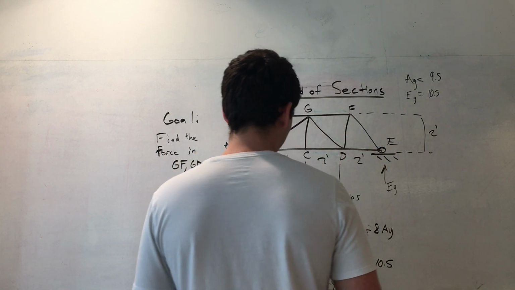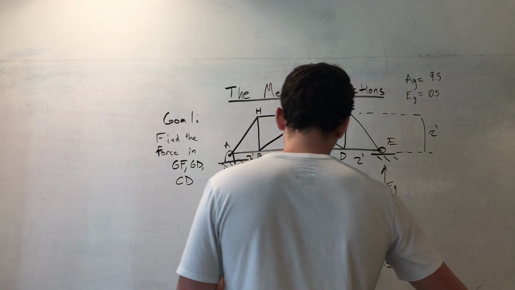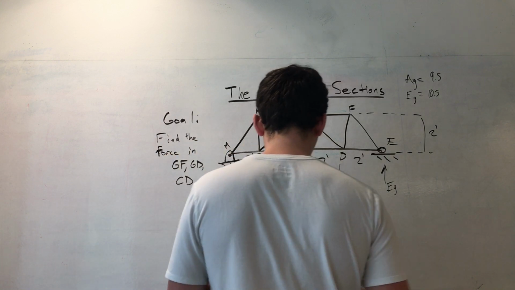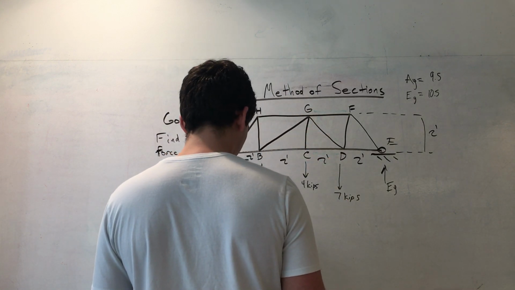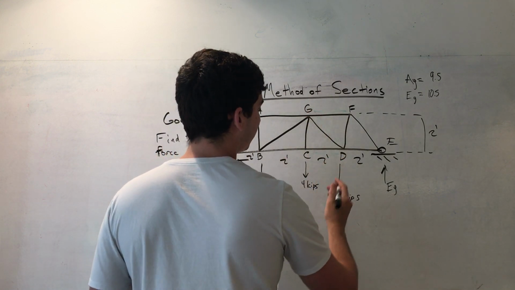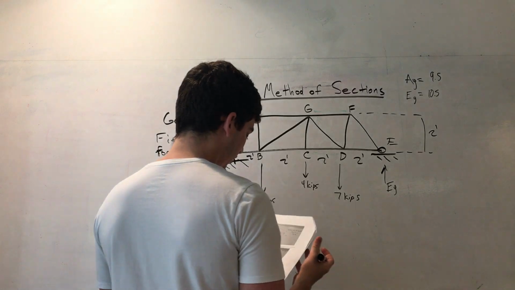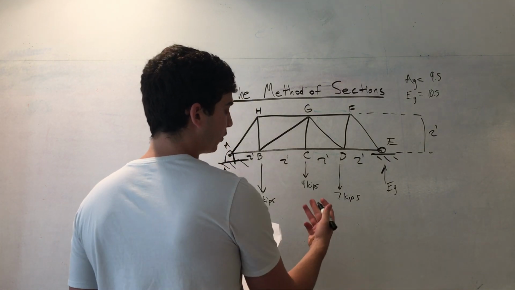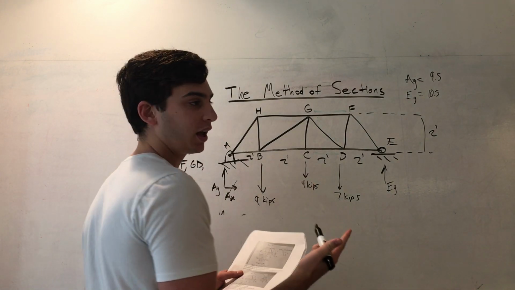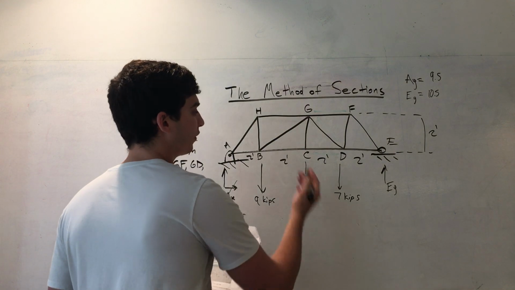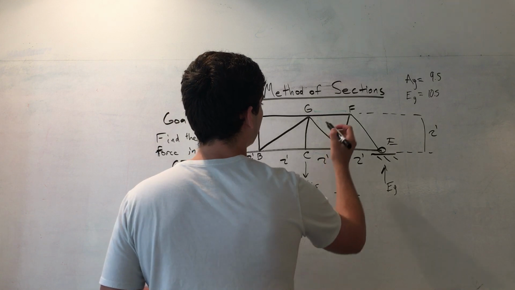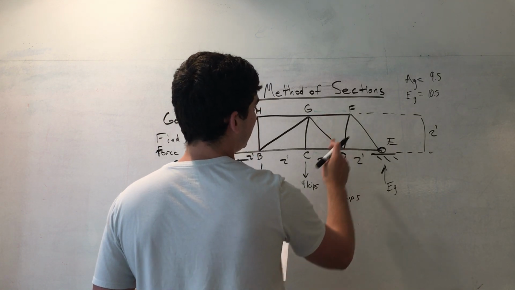Now, the next step is that we want to cut through the members and begin to find our free body diagram. When you're cutting the members, you want to have at most 3 unknowns because we're only going to have 3 equations: the sum of forces in the x direction, the sum of forces in the y direction, and the moment equation. So we can only have 3 unknowns for the 3 equations for us to be able to solve all our unknowns. So we have GF, GD, and CD right here.